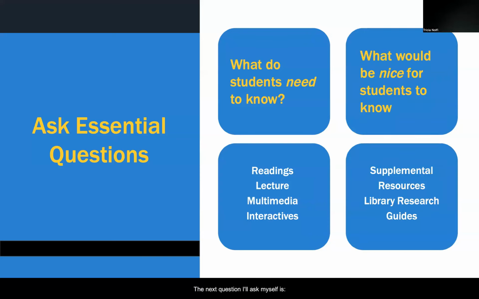The next question I'll ask myself is, what would be other useful information for the students to know? And this could be material shared with the students once they have reviewed and mastered the required content. Again, this could be presented the same way as the required materials, but may be presented as supplemental resources, such as those provided in a textbook or maybe a video series, or even a library research guide.